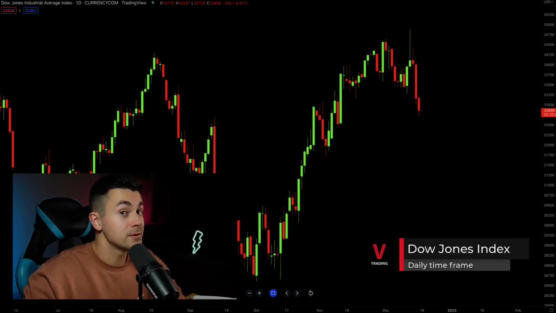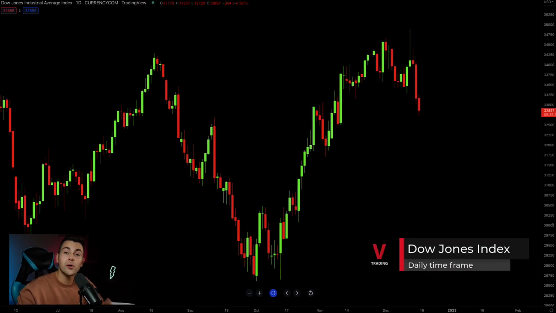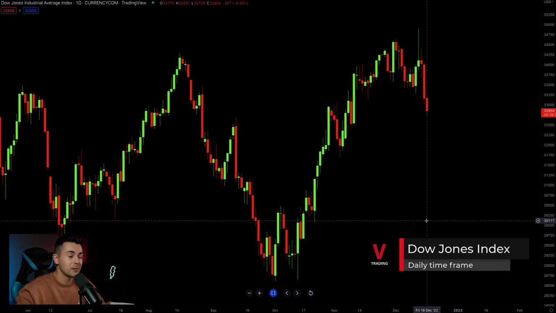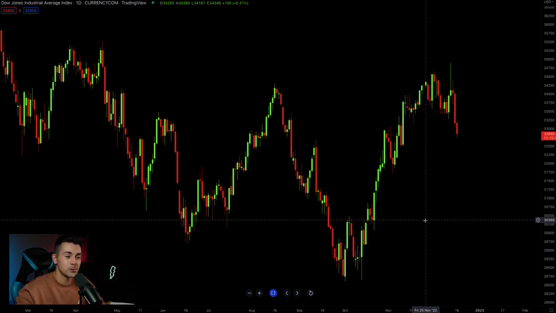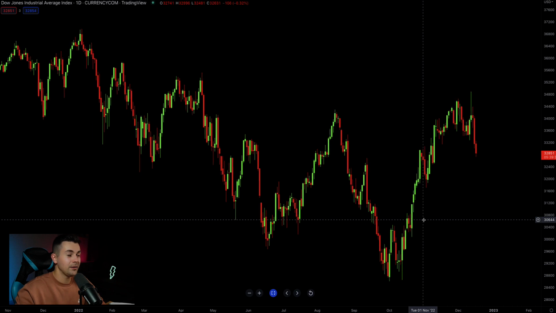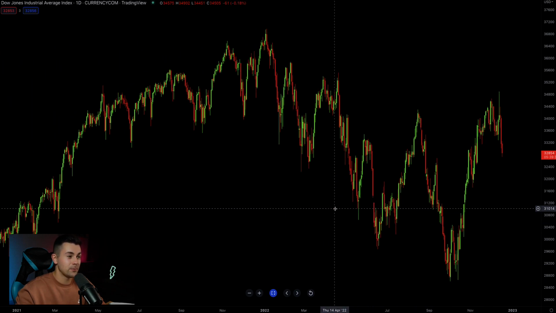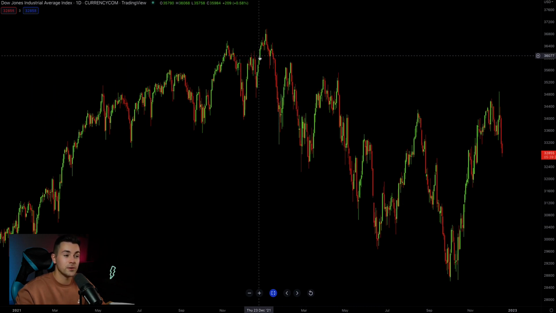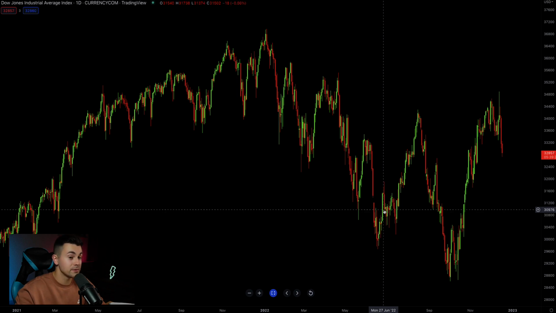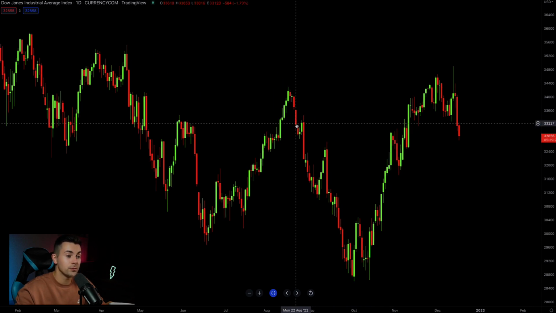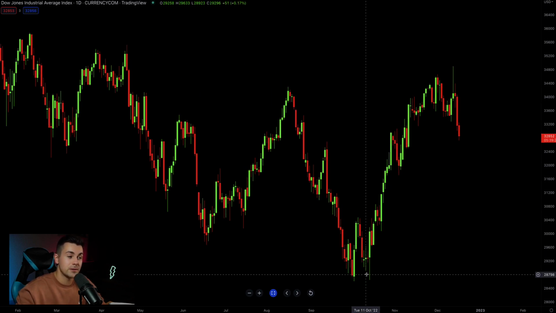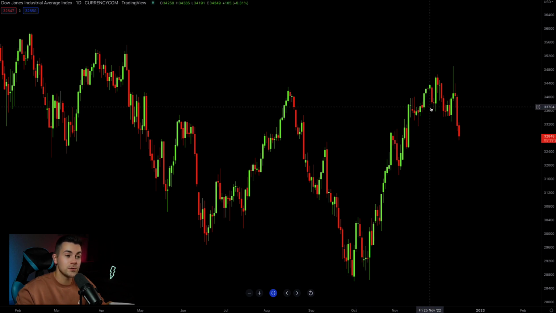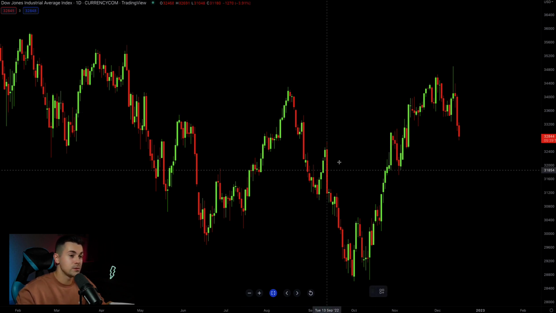Last but not least is Dow Jones Index. We are on a daily time frame, and let's analyze what is the situation on the daily. Analyzing the price action right here, the first thing that we should note is that globally the trend is bearish. We are trading in a long-term bearish trend, and once that structural low was reached, we started a correctional movement.